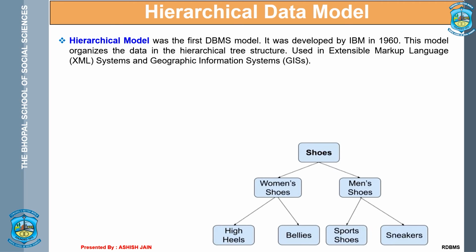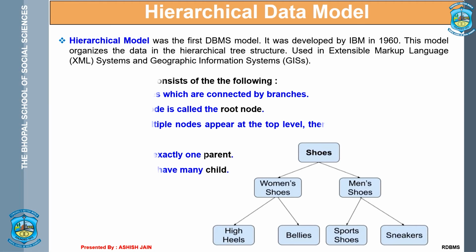So this is an example. We have shoes. Shoes can be women's shoes or men's shoes. Women's shoes again have further classifications as high heels or bellies. In men's shoes, we have sports shoes and sneakers. So this is a hierarchical relationship. This kind of relationship is represented using the hierarchical data model.